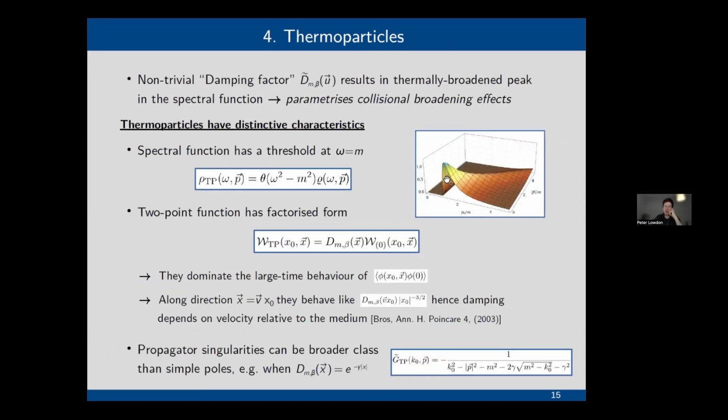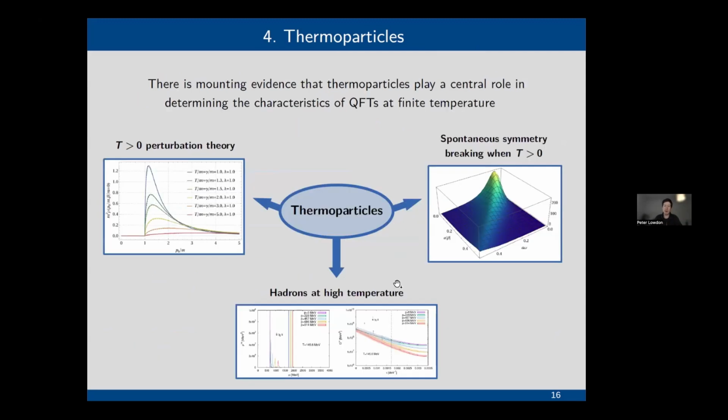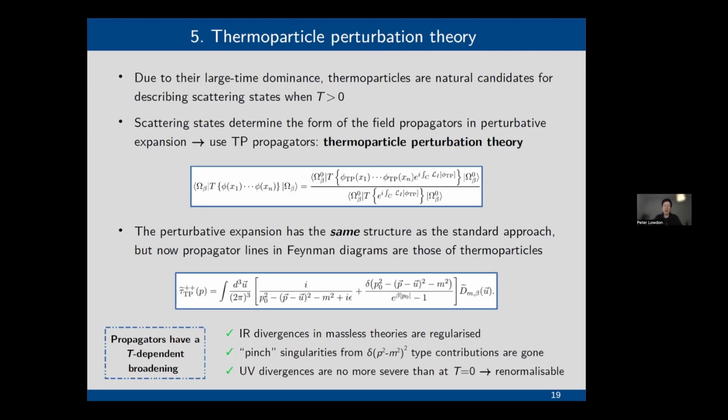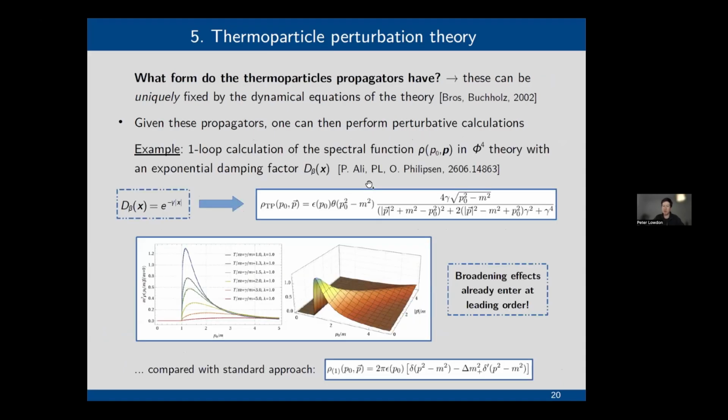Because of this structure here, they dominate the large time behavior. So they have the natural structure of scattering states in your theory. And that would mean that this Gell-Mann-Low relation is modified in this way. So now your full correlation function is related in this way, but now your asymptotic fields are not free fields, as they would be in the standard approach, but are actually these thermoparticle fields that create your asymptotic scattering states at finite temperature.